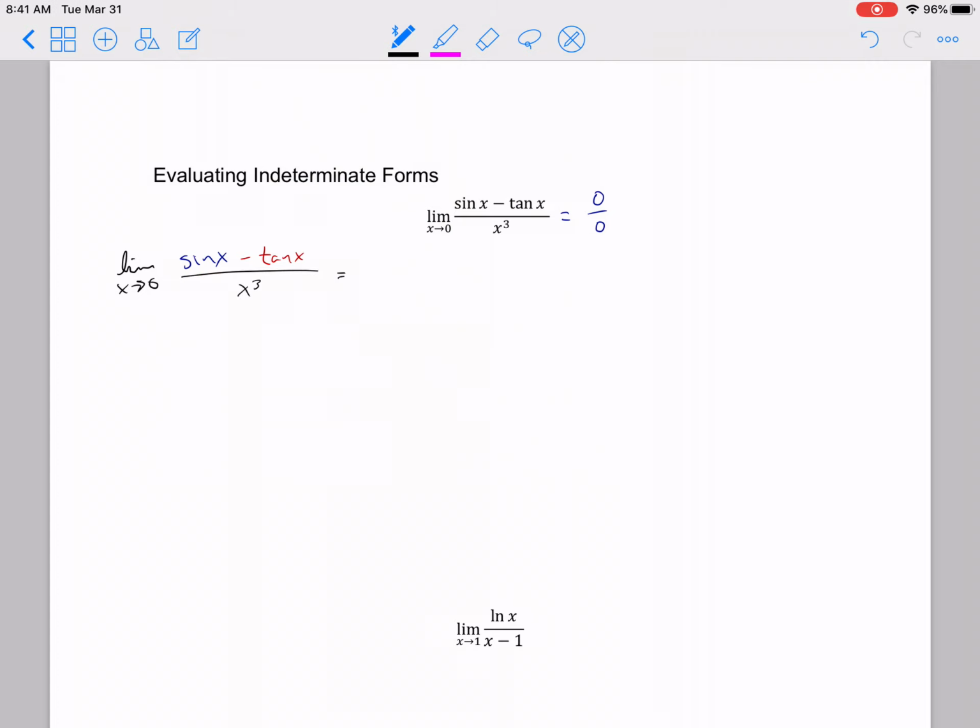And then this is going to equal our limit as x goes to 0, and then we're going to just put in those series. So in blue I did sine, which was just x minus x cubed over 3 factorial plus x to the 5th over 5 factorial, dot, dot, dot. And then in red, I'll do this one, tangent of x is x plus x to the 3rd over 3 factorial. Wait, no, not 3 factorial, just 3. Plus 2x to the 5th over 15 plus dot, dot, dot, so on and so forth. And this is all divided by x to the 3rd.